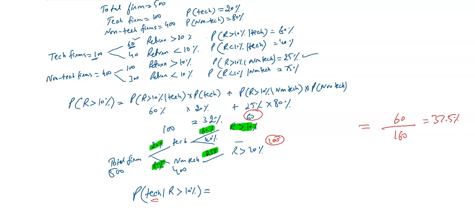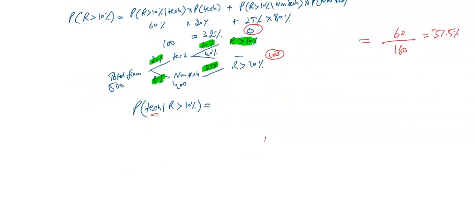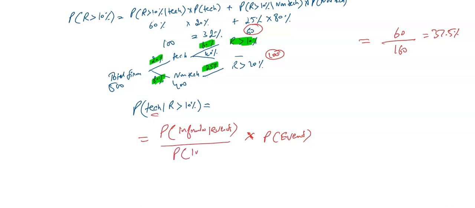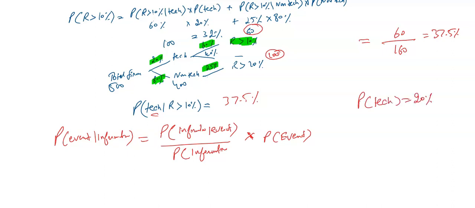If we want to calculate this using the Bayes formula, how to calculate this? Remember, the Bayes formula is the prior probability of the event, times, given the event, the probability of the information, divided by the probability of the information. So your answer will be the probability of the event given the information. This is 37.5%. There is a 20% chance that your firm is a tech firm. So if your firm is generating return greater than 10%, what is the probability now that your firm is a tech firm?